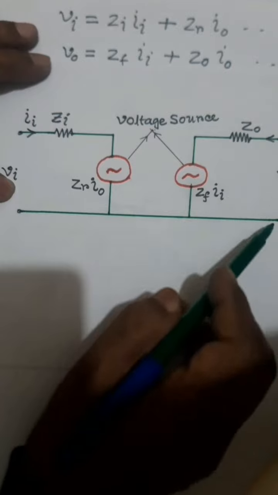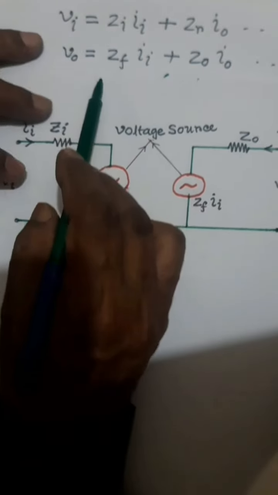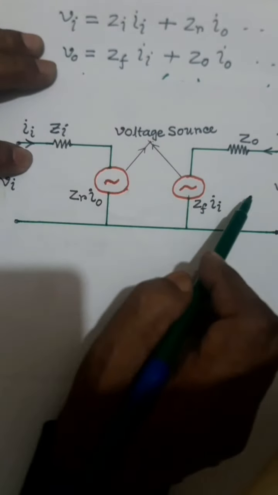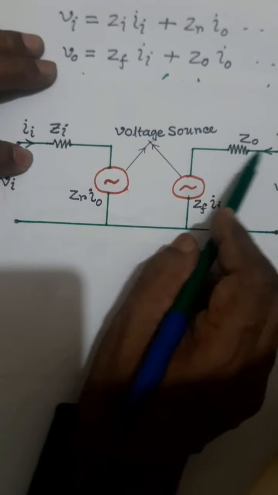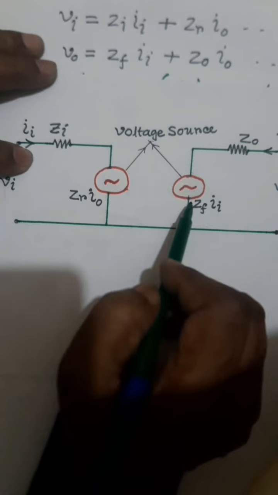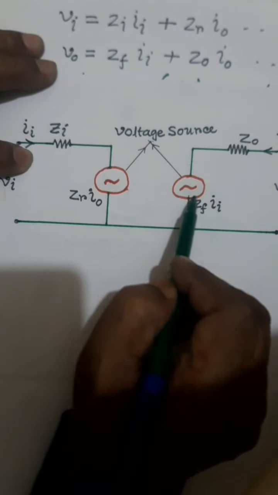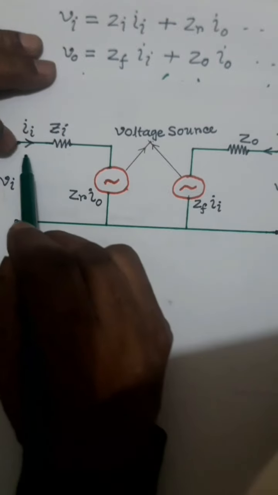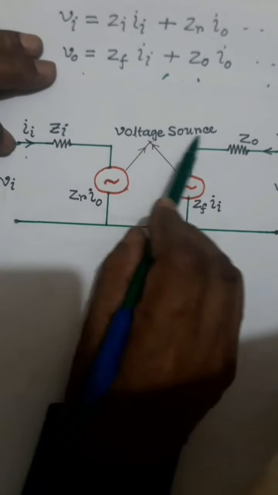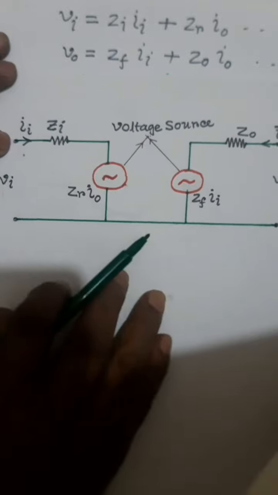Similarly, the output voltage is Zo Io plus a voltage source which is Zf into Ii. Thank you.